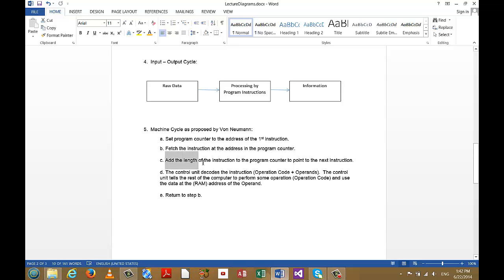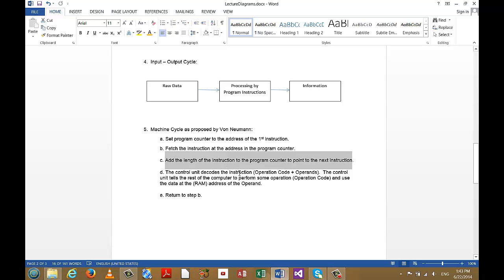And at that point, the length of the instruction is added to the program counter, which has the effect of bumping the program counter's value up to the address of the next instruction to be executed. So now the program counter is pointing at the next instruction to be executed. And basically that's what the program counter always does. It contains a value that corresponds with a memory address that is equal to the memory address where the next instruction to be executed can be found. So the program counter gets bumped up.